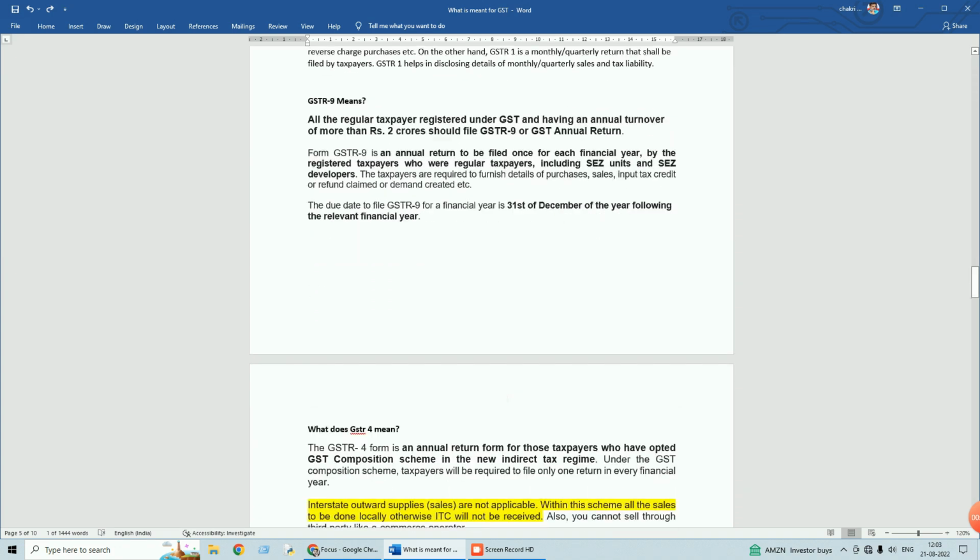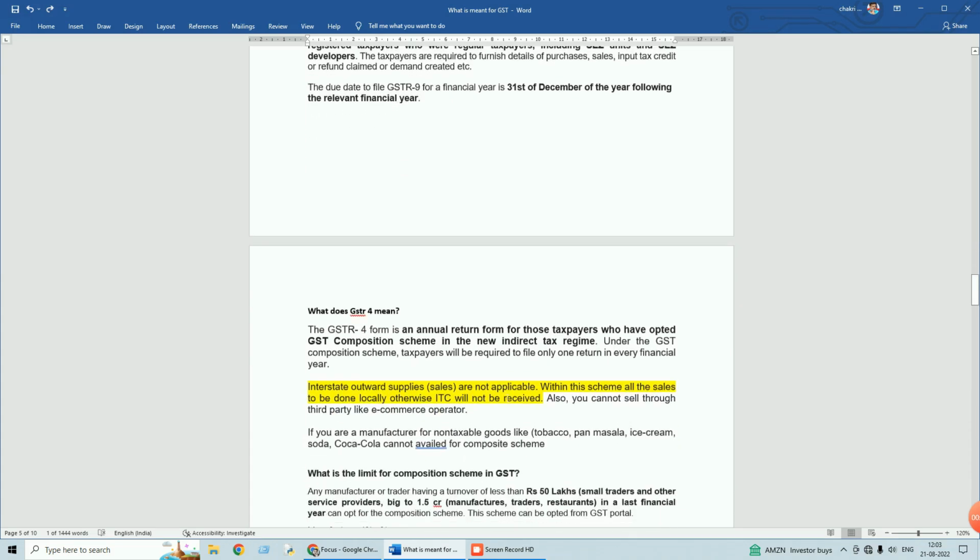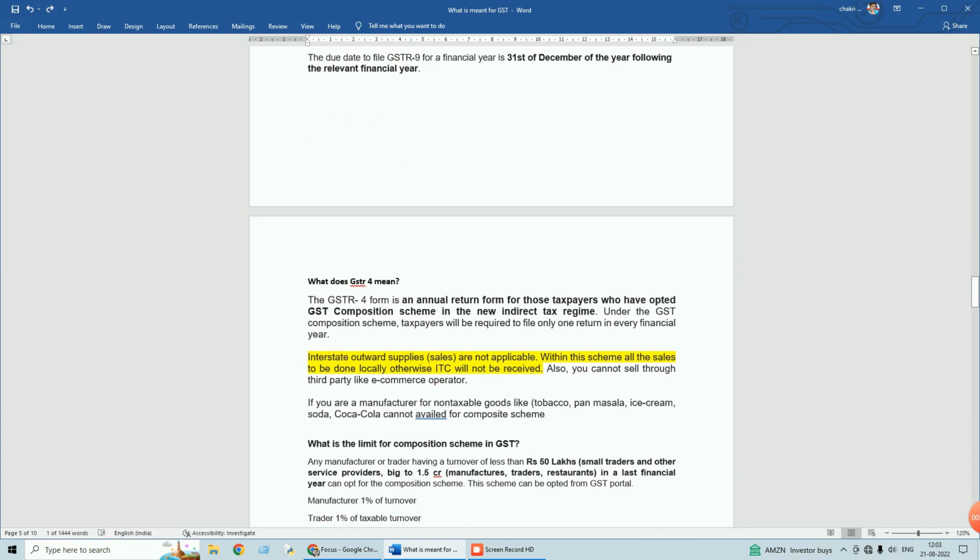Okay, now let us talk about GSTR4. What is GSTR4? GSTR4 is an annual return form for those taxpayers who have opted for the GST composition scheme in the new indirect tax regime. Under the GST composition scheme, taxpayers are required to file only one return in every financial year. Whoever is registered under the GST composition scheme has to file this return only once a year.